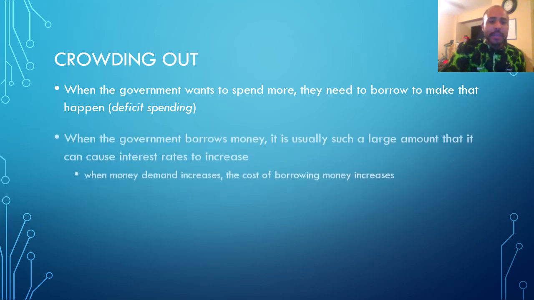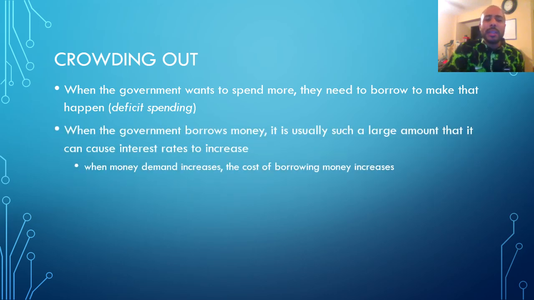Nobody likes debt, but the thing about crowding out is that when the government borrows money, it's usually such a large amount of money that it's going to cause interest rates all over the economy to rise. When demand for money increases, the cost of borrowing money increases. That makes sense, right? When demand for something is high, the price usually rises. And so this is the reason why the interest rate rises when the government borrows a lot of money.